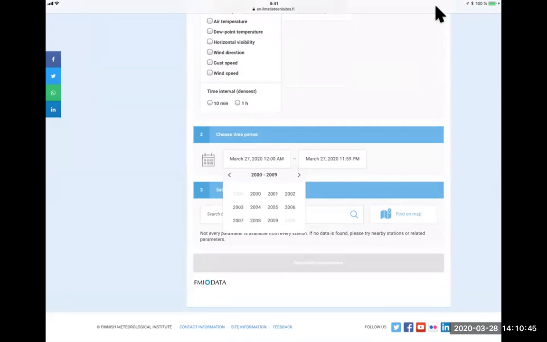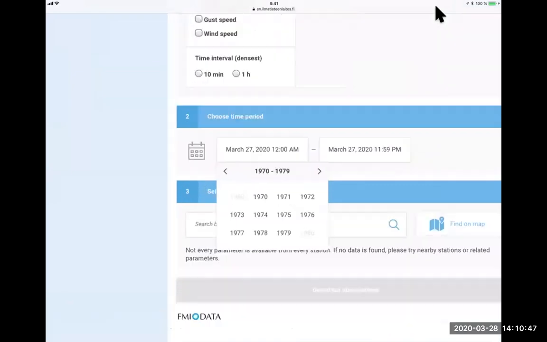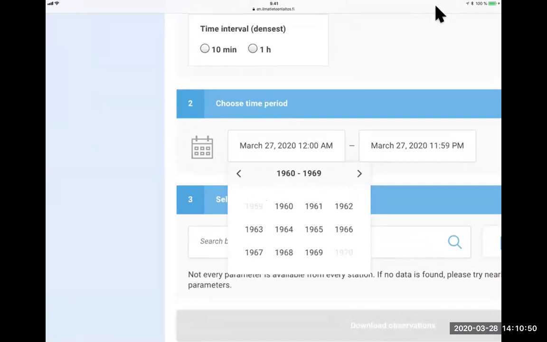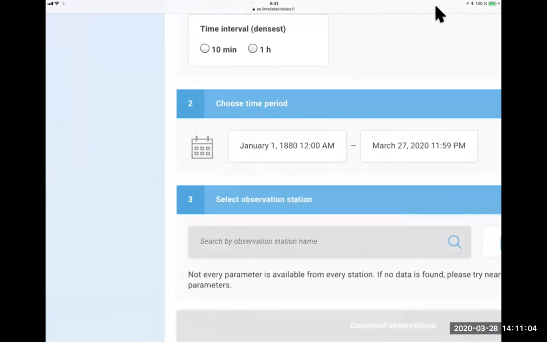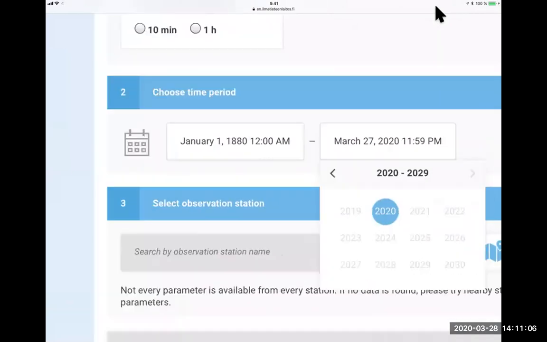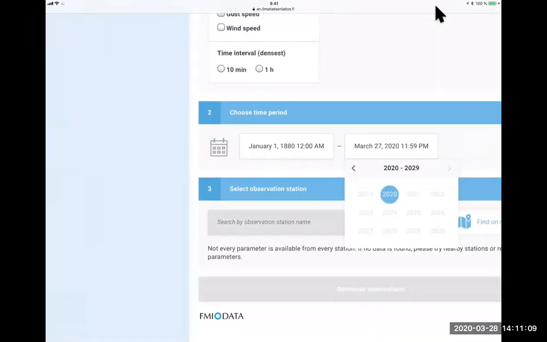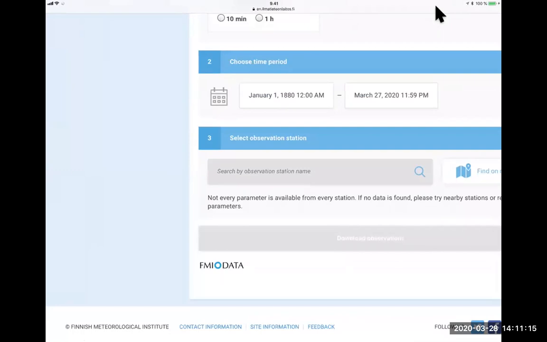And then we can go back, we can use historic data. Let's see how far this goes back. FMI, the Finnish Meteorological Institute, has data until, oh, this goes back quite a lot, 1880. So we can download all the daily minimum and maximum temperature from 1880 till now. And we can not only download the data for one station, but for any station the Finnish Meteorological Institute operates.